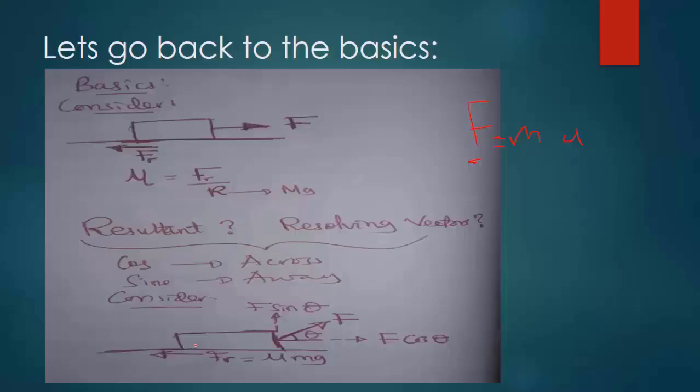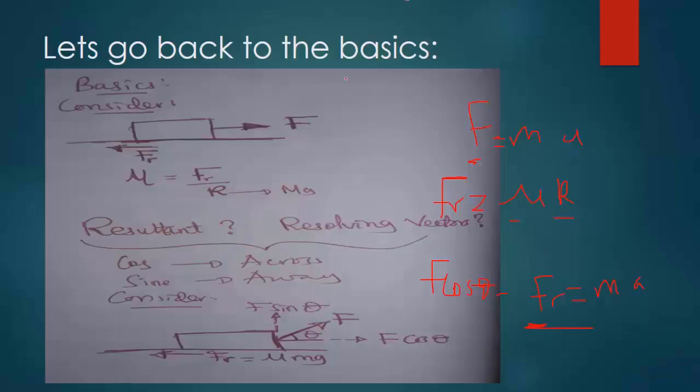Kwa mfano hapa tunaangalia hili box linaenda horizontal, so force zinazohusika tu hapo ni horizontal. Hii vertical itahusika, lakini vertical itahusika kivipi? Itahusika kwa sababu ina contribute kwenye horizontal, kwa sababu ina cause friction. Utakuja kuona kwamba hapa resultant kwa vile inaenda mbele itakuwa ni F cos theta minus friction, si ndio ina oppose, is equal to mass times acceleration. Lakini the interesting thing hapa ni kwamba friction ni nini? Friction tumeshasema ni sawa na normal reaction times coefficient of friction.